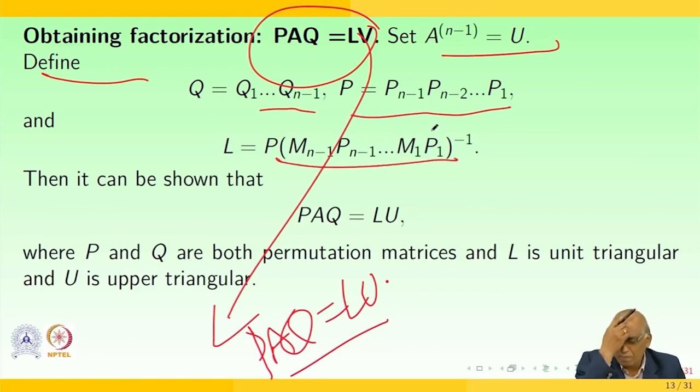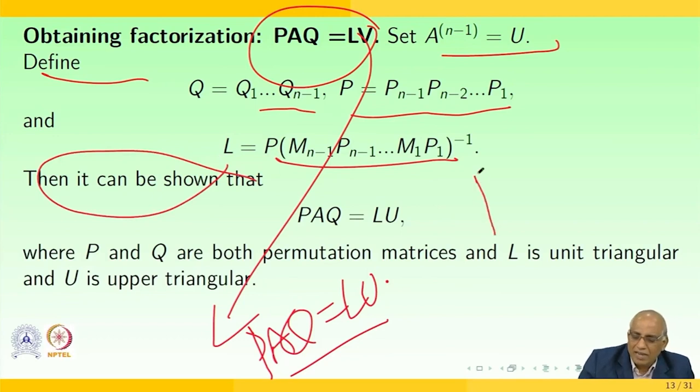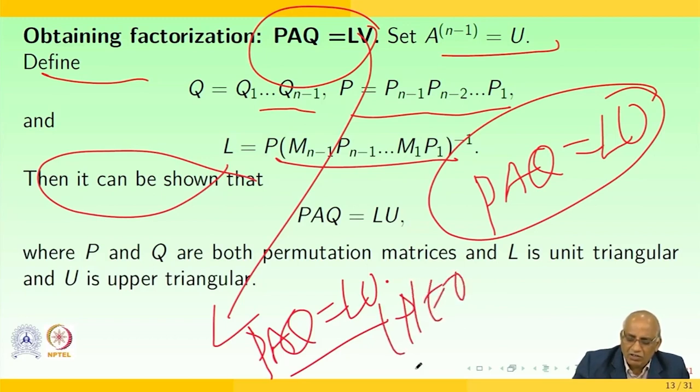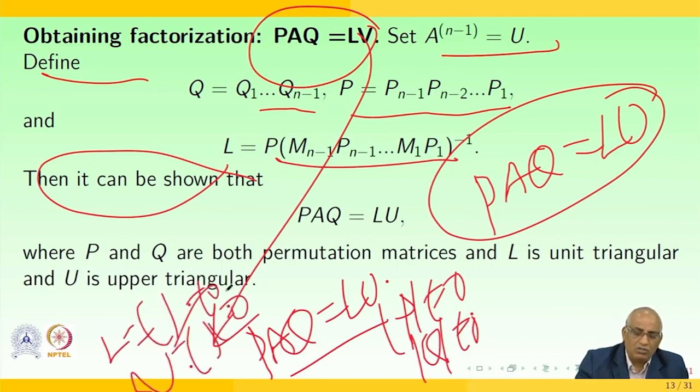And L is equal to P, pre-multiplied by M_1 inverse up to M_(n-2) inverse, M_(n-1) inverse, with P_1, P_2, P_3, P_4, P_5, like this, post-multiplication. Then it can be written as PAQ equal to LU, where P and Q are both permutation matrices, L is unit lower triangular and U is upper triangular. So by this process, you will get non-singular matrices P, determinant of P not equal to 0, determinant of Q not equal to 0, and L non-singular with determinant not equal to 0, so U is also non-singular.